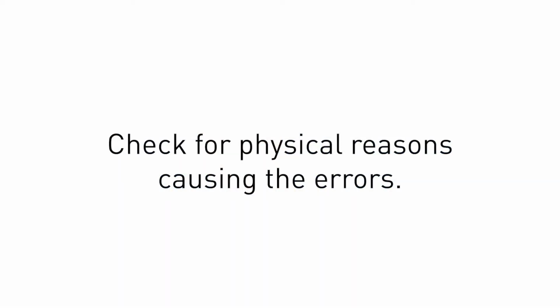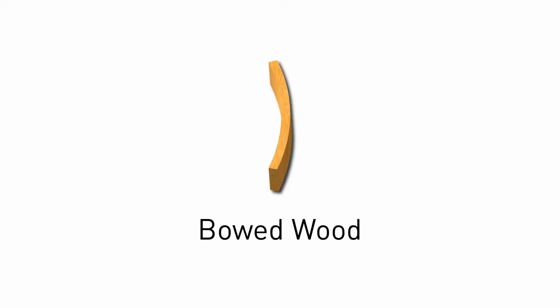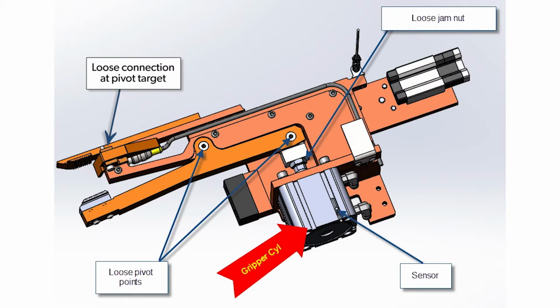If this error is happening frequently, there is a physical reason for the error that should be addressed. It could simply be poor quality lumber that is bowed and pulling out of the gripper clamp. It could be a problem with the gripper clamp components.